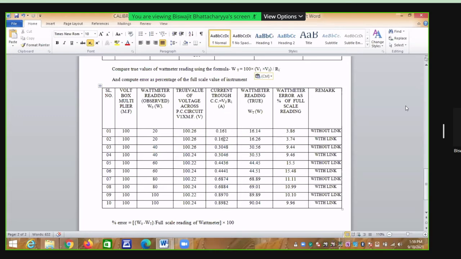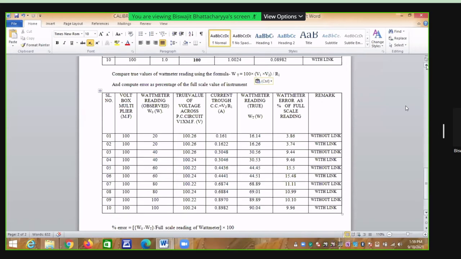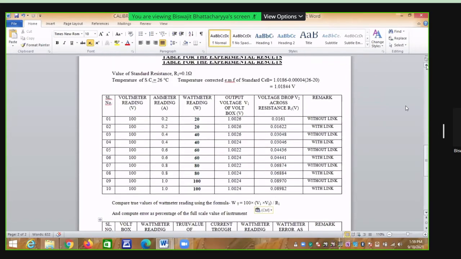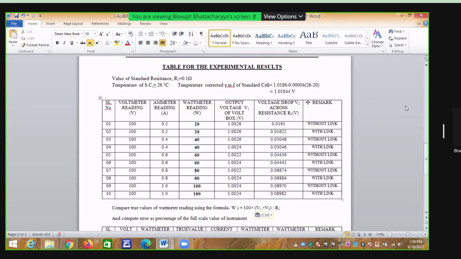So V2 by R1, 0.1 ohm. Now one advantage is that since R1 is 0.1 ohm, V2 by 0.1 means our decimal will be shifted just one place. So 0.01 will be 0.1. Yes, sir, you are right. 0.04 divided by 0.1 will be 0.4. So just one shift.